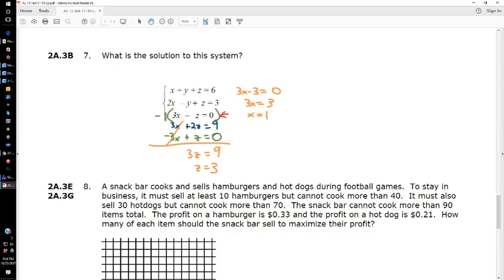Alright, and I want to use this one because it's got the fewest coefficients. Makes life even simpler. So we've got x plus y plus z, we've got x, which is 1, plus y, which we don't know, plus z, which is 3, equals 6. 6 minus 3 is 3, minus 1 is 2, y equals 2. So the solution to this system has to be 1, 2, 3. And you can thank Miss Hunter for having the most original answer on the face of the planet. 1, 2, 3. Really, sweetie? Alright, anyways, whatever.